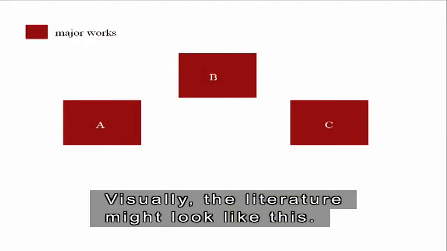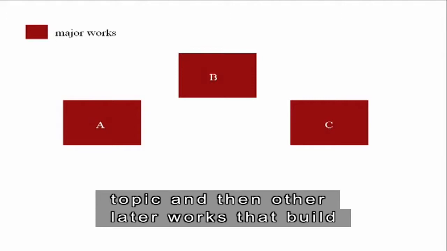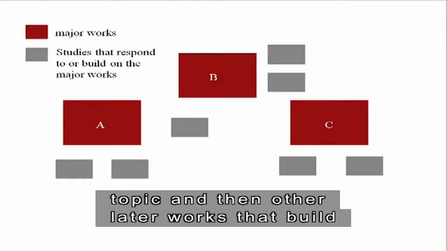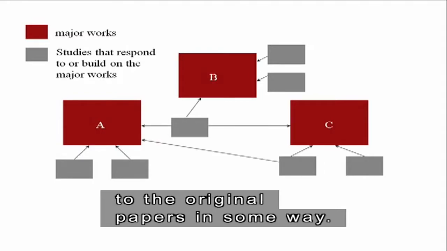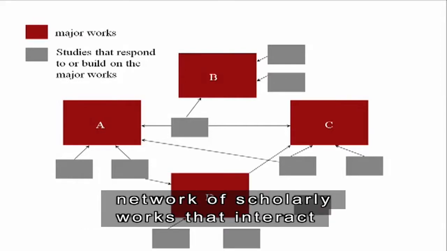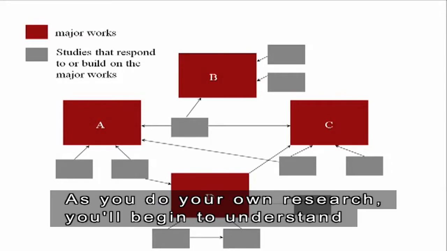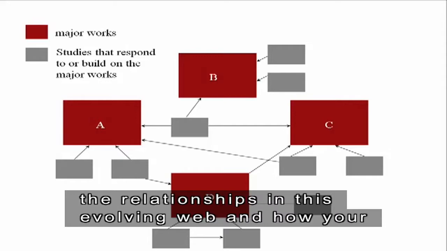Visually, the literature might look like this. Often there are major works that have been written on a topic, and then other later works that build on them. These later works tend to be extending or responding to the original papers in some way. Basically, the literature is a continuously evolving network of scholarly works that interact with each other. As you do your own research, you'll begin to understand the relationships in this evolving web and how your own ideas connect to it.